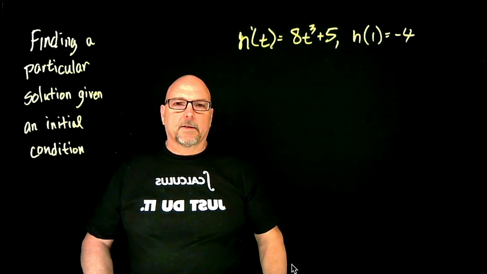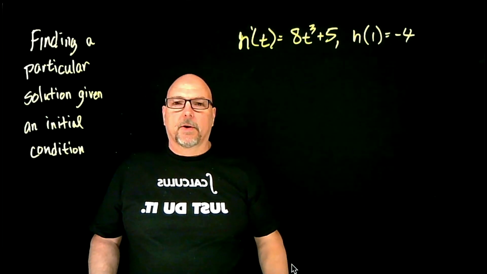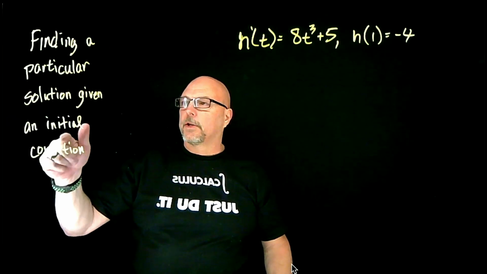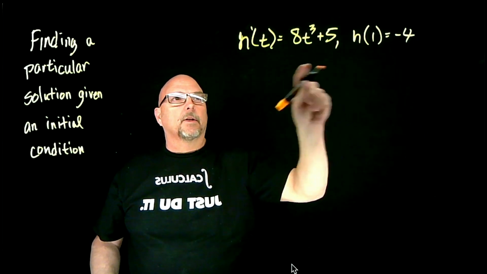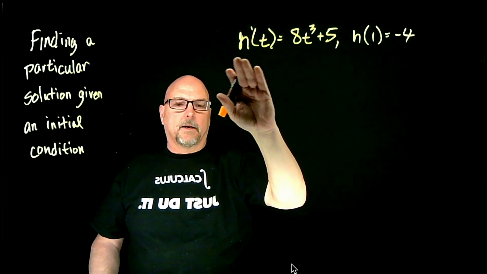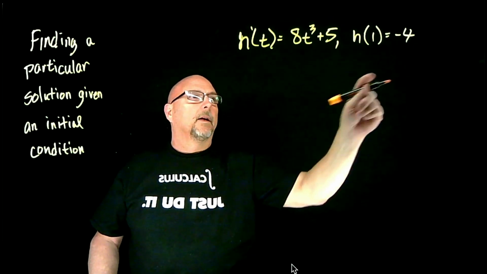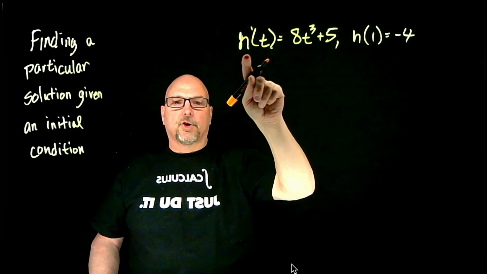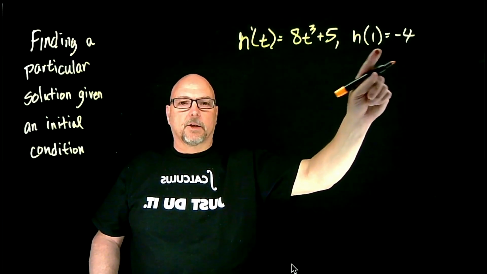I've got another calculus technique or problem to show you, and that is when we need to find a particular solution given an initial condition. These problems are set up so that you always have a differential equation given, and then you have some initial condition. Notice this is an h prime of t, and this is just h of 1.